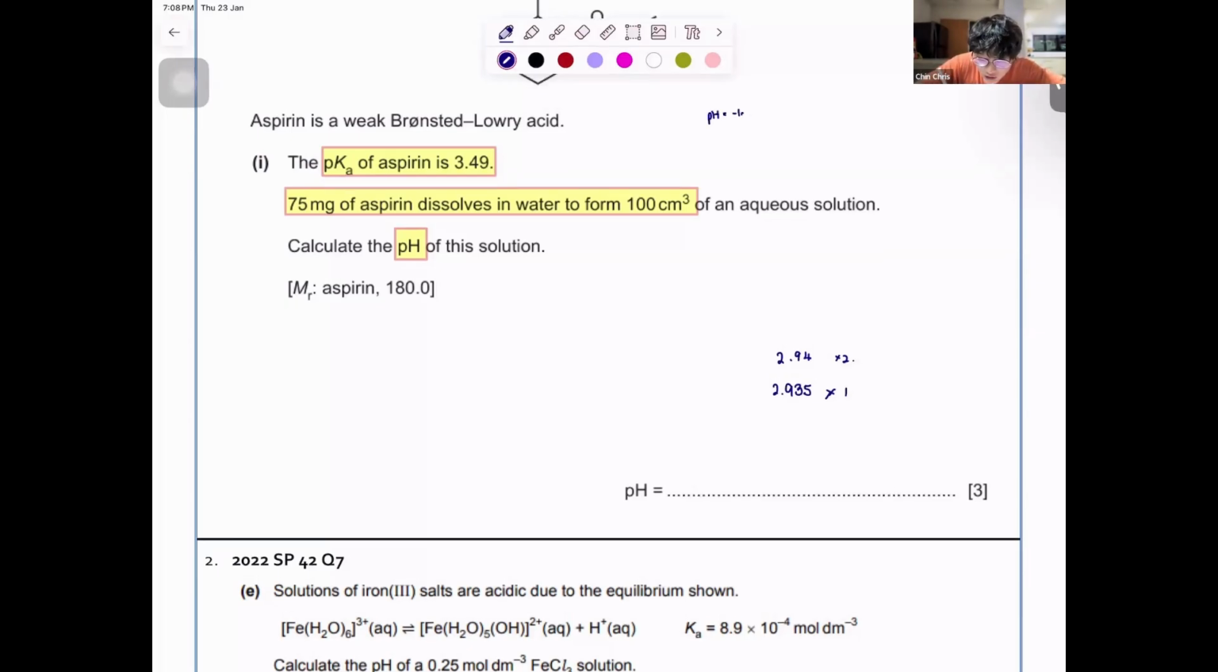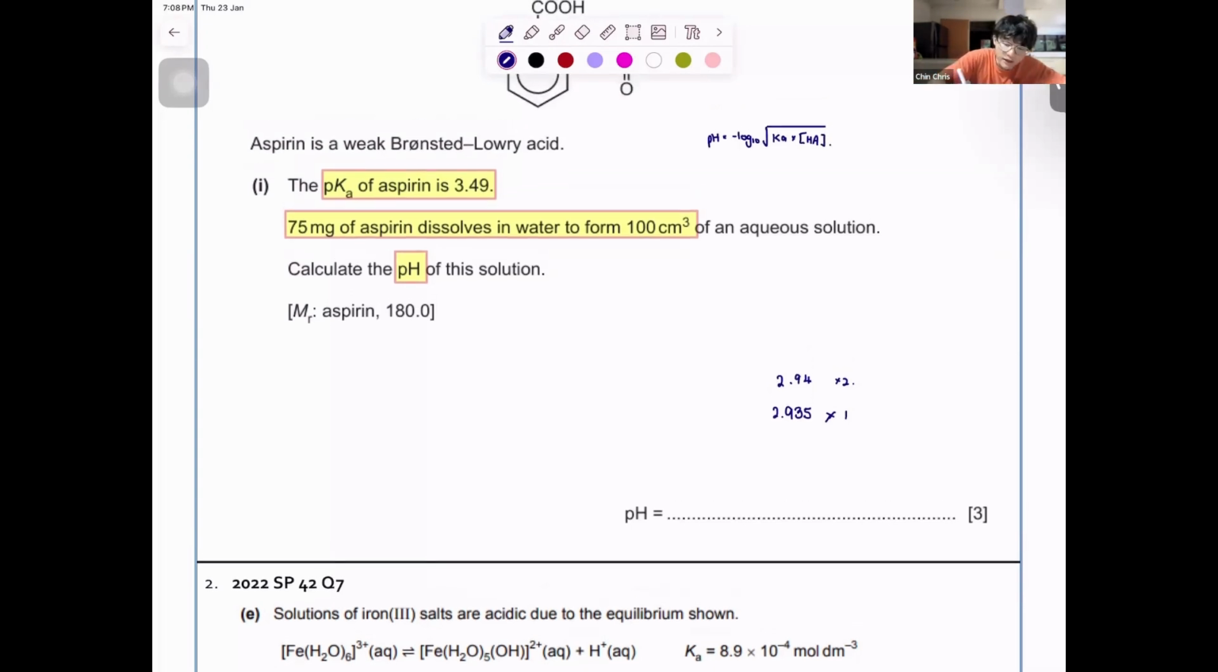So pH equals negative log base 10 of the square root of Ka times the weak acid concentration, right? Ka is not given, and the concentration is also not given. So first step, find out what Ka is. Second step, the concentration of the HA. Third step, pH. Three steps, done.